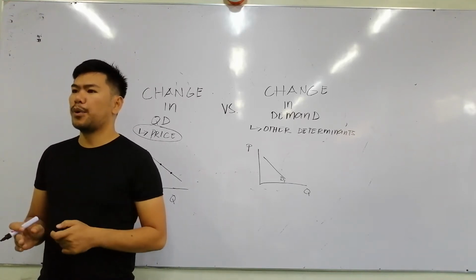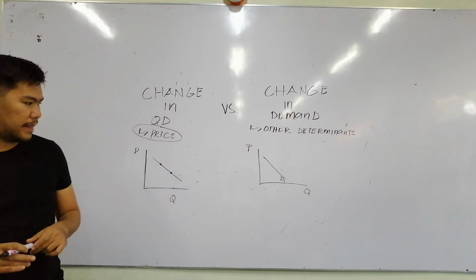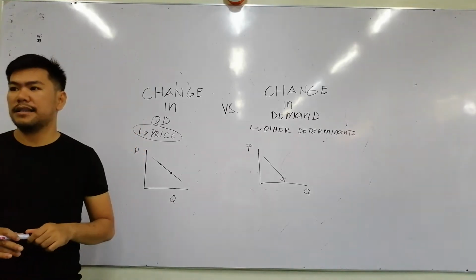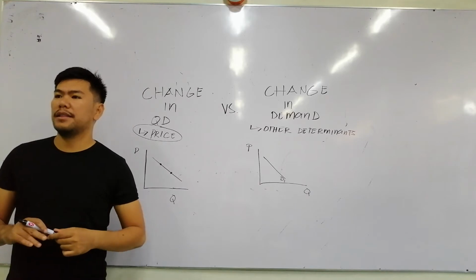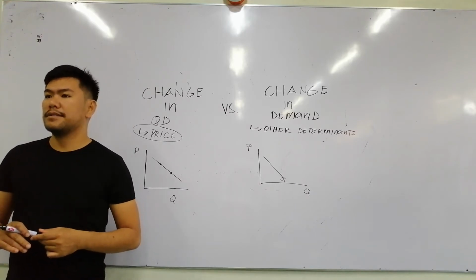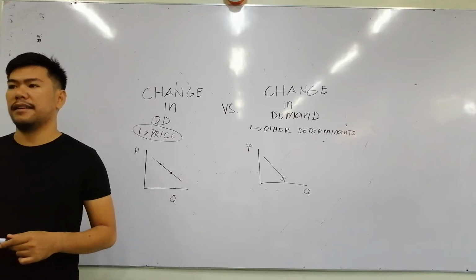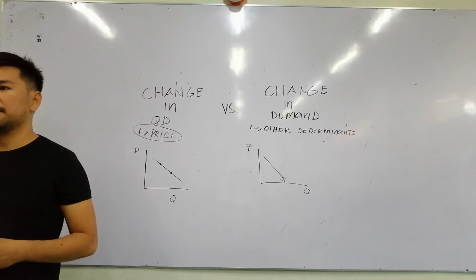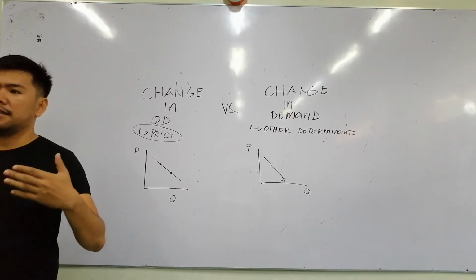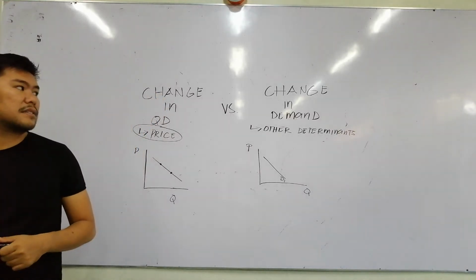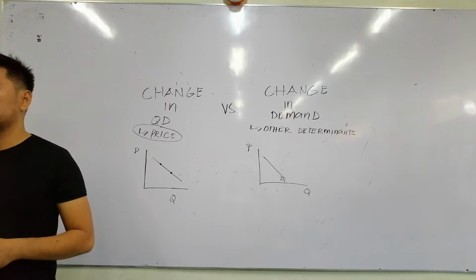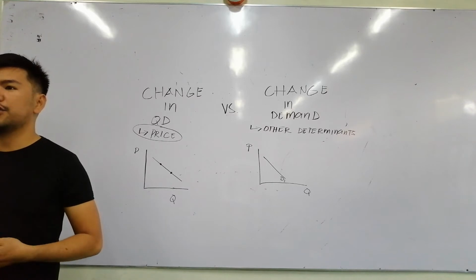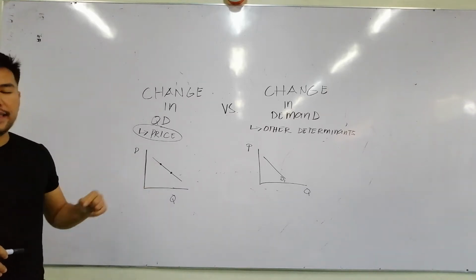So if you're going to express that in a graph, it will look like this. So for the change in QD, it is caused by the price. Let's have an example. What will happen to the demand curve of gasoline if the price of gasoline increases? So what do you think is the solution here? Is it change in QD or is it change in demand? It's because of the price of the gasoline itself, so it will be a change in QD. So the graph will look like this.